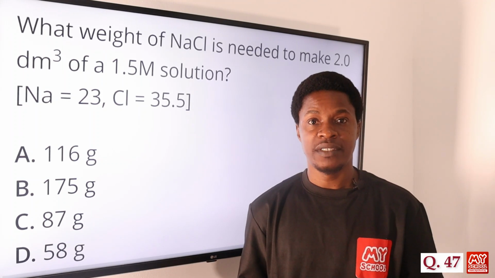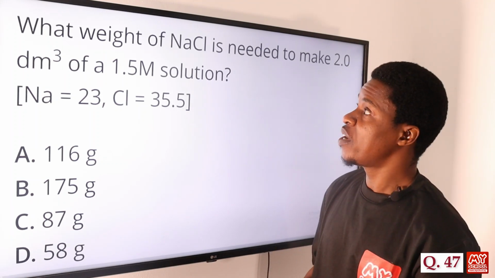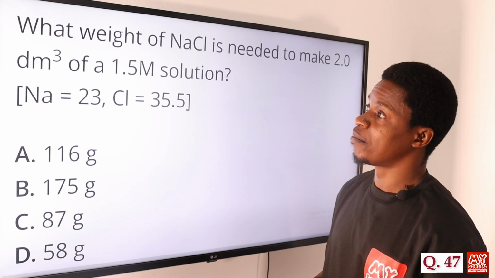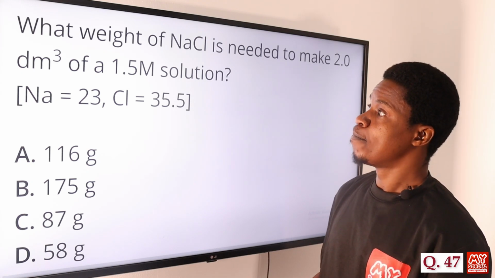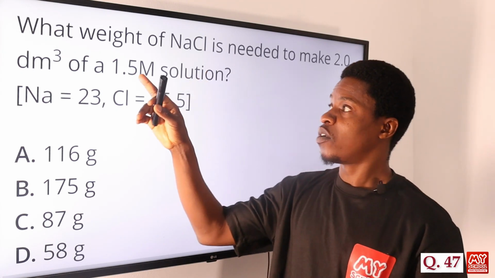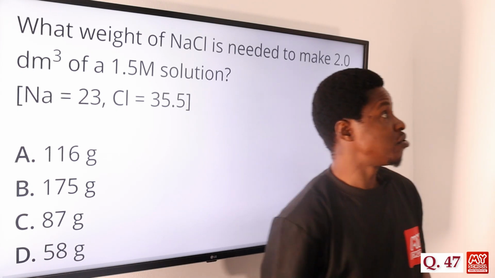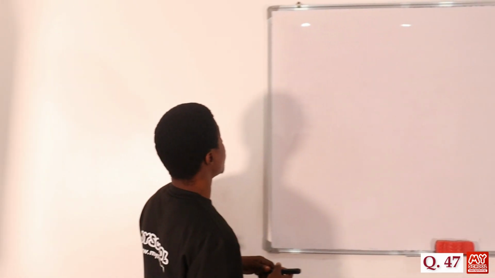Question 47. What weight of sodium chloride is needed to make 2.0 dm cube of 1.5 molarity solution, 1.5 molar solution? We have sodium is 23, chlorine is... Let's move on to the board and let's solve that question.